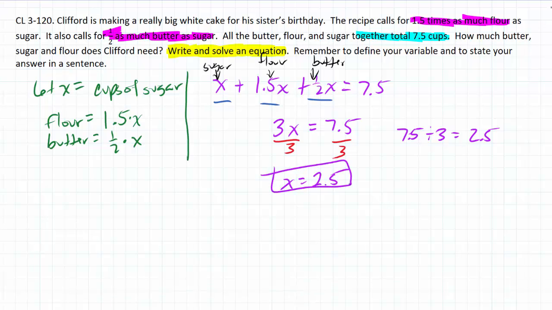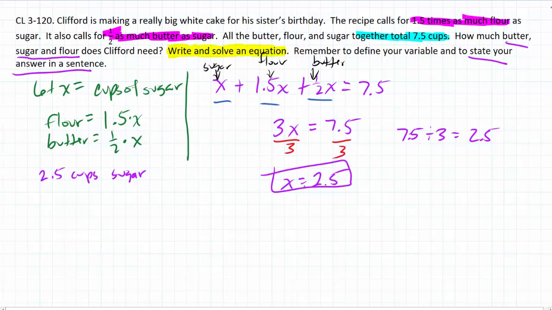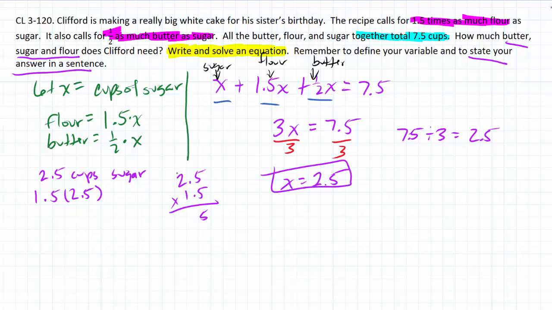So we know what x is, but we're not done. We're almost there, but we're not done. Let's state our answer in a sentence, and we have to answer how much butter, sugar, and flour does Clifford need. So we know that he needs 2.5 cups of sugar. Because x is how much sugar, he needs 1.5 times 2.5, 2 and 5/10 times 1 and 5/10, which is 3.75.